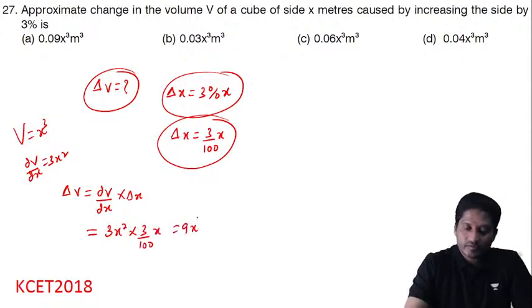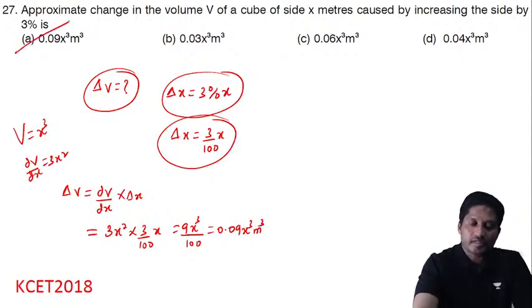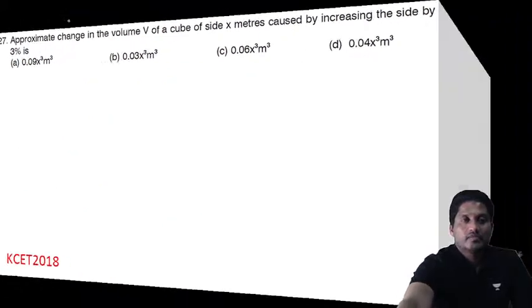So this gives 9x cube by 100, which is equal to 0.09 cube. The unit is meter, so meter cube. Answer is option A. Let's move to the next question.